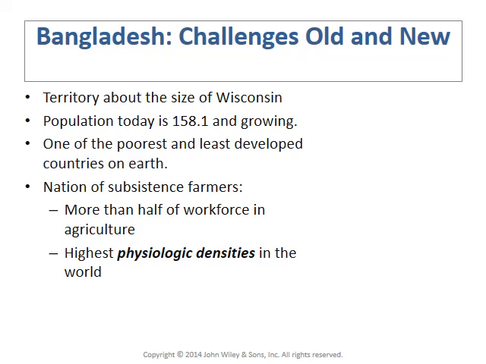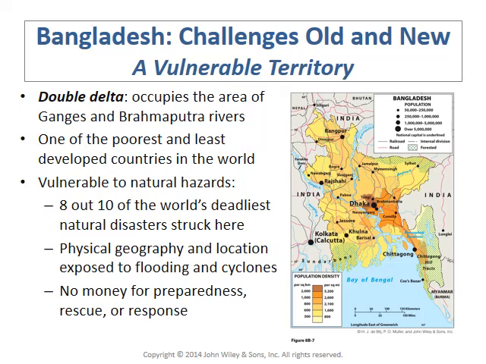Okay, so now we move on to Bangladesh. Bangladesh, of course, had been East Pakistan following the partition of the British Indian Empire. And just like Pakistan, the population density of Bangladesh is pretty high, because it's 158.1 million in a territory the size of Wisconsin. Now, a lot of these are subsistence farmers. So economically, Bangladesh is not thriving.